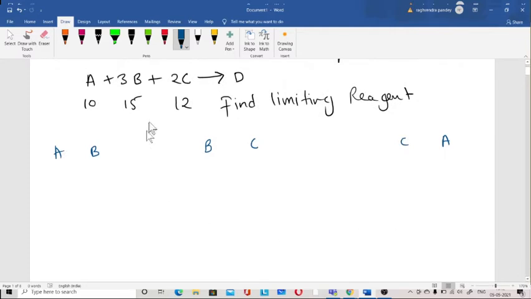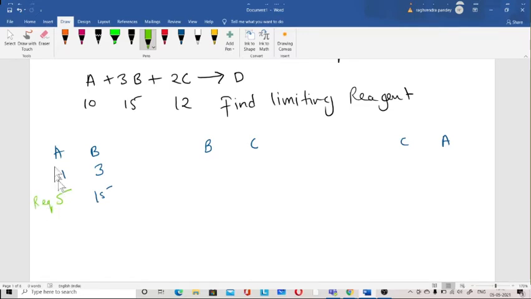So A and B are there. What is the ratio of A and B? That is 1:3. Now how many moles of B are there? 15. So what is the requirement of A? That is 1:3, so the requirement of A is 5 moles. So this is one aspect.